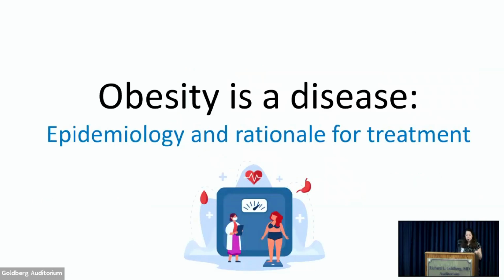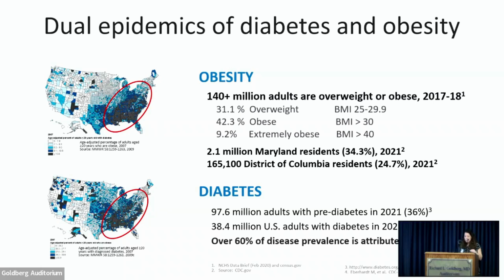So let's talk about epidemiology and the rationale for treating obesity. So again, this probably comes as no surprise to most of you. We have dual epidemics of both diabetes and obesity happening in tandem. In our area of the country, it's particularly striking. About 70% of the adult population in the United States is overweight or obese. Here in the district, it's actually a little bit lower. We have a younger, more transient population here. But in Maryland, it's almost 35% of residents as of 2021. And throughout the country, the numbers are staggering.